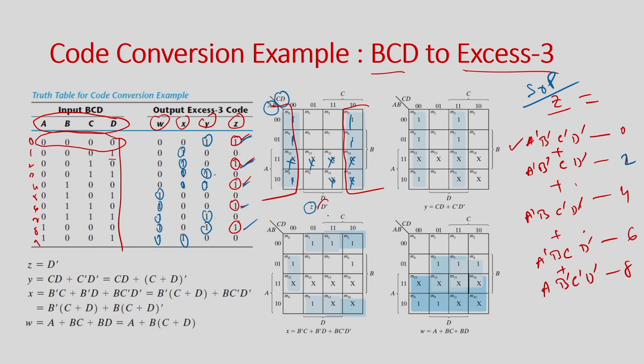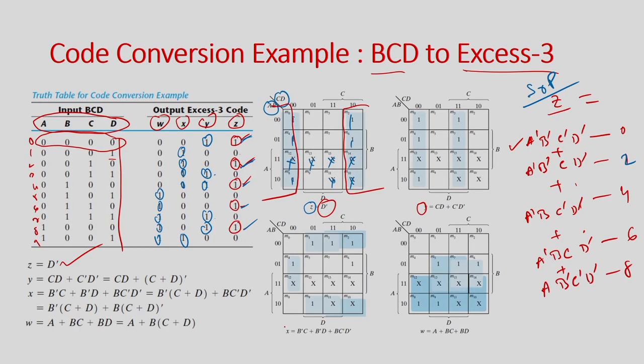So it is D bar for me. My minimal expression corresponding to Z is D bar, right? Whatever my D value, my output will be the complement of that value. In a similar manner, I can optimize and get my minimal expressions corresponding to Y, X and W, all outputs. This is already discussed in Karnaugh map, so I am not going into detail.